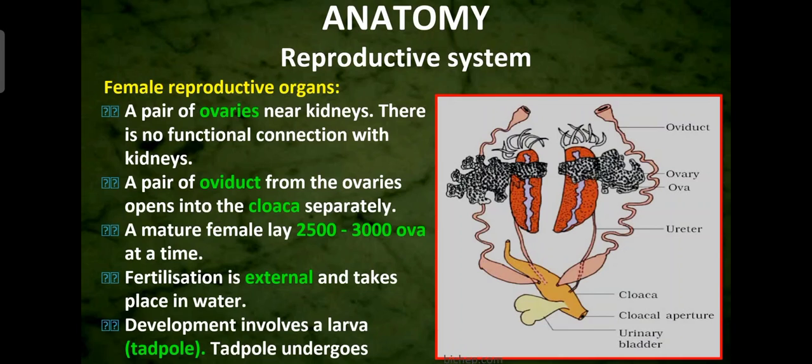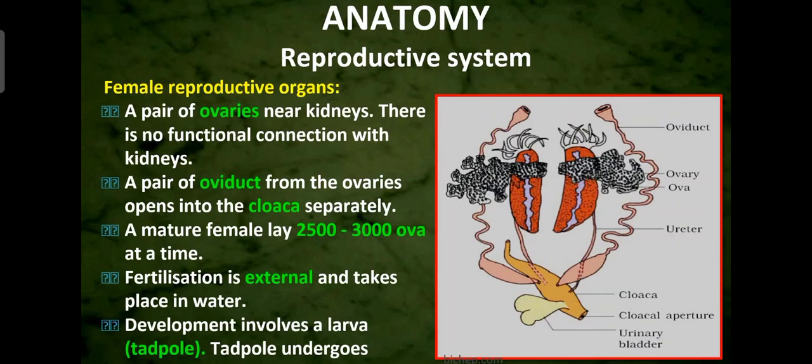Then a mature female lays about 2500 to 3000 ova at a time. So many ova or eggs she can lay at a time. Then fertilization is external and takes place in water. You must have observed that frogs are usually seen in the rainy season. Why? Because they need water for their reproduction. Clear? So in the rainy season when ponds are formed, in those you will find the frogs. So what does external fertilization mean?